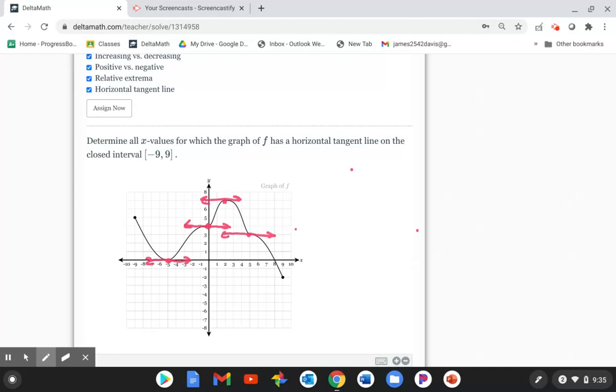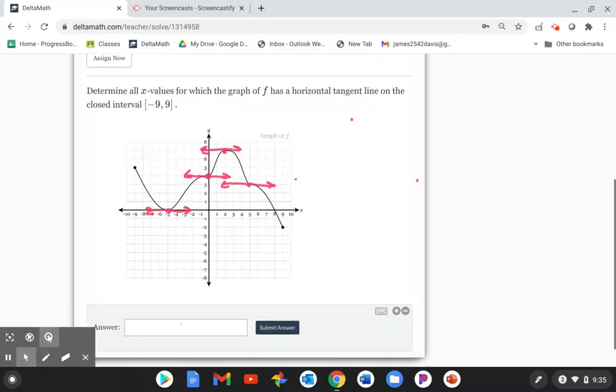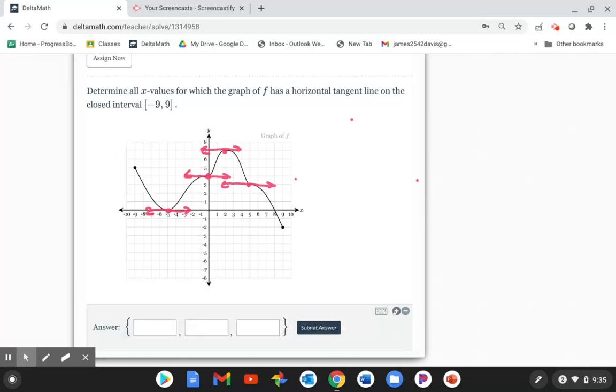There was actually a problem similar to this on your semester review where we had to find the horizontal tangent lines. So it is definitely an AP type problem. All right, so we've got just 4 points on this one. Go ahead and type those in. We're at x equals -5, x equals 0, x equals 2, and x equals 5.